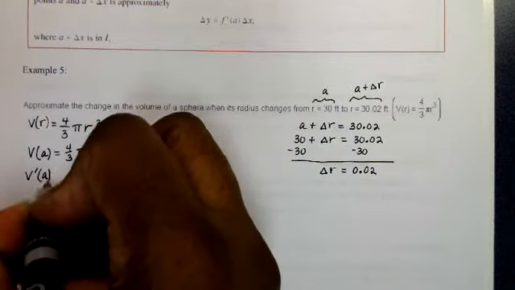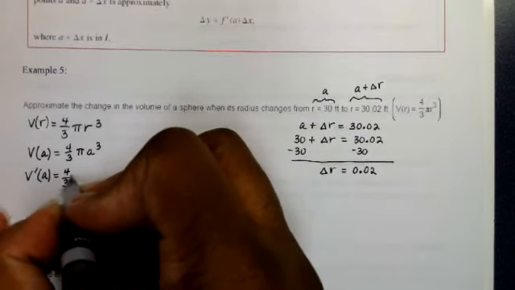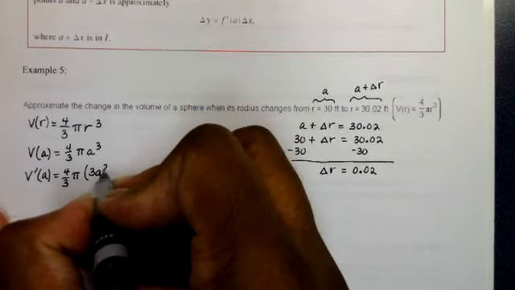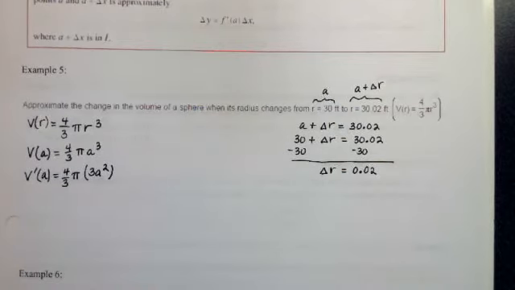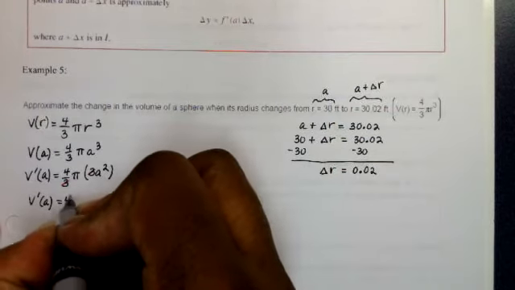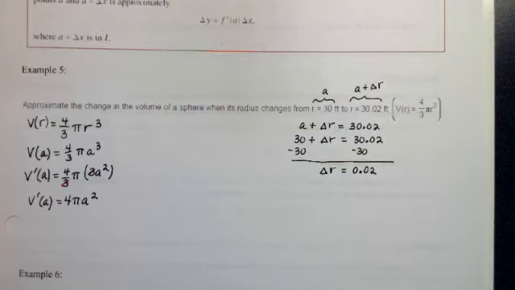V prime of A would be equal to, now 4/3 pi is a constant, so I'm going to bring that down. The derivative of A cubed will be 3A squared. All right. So now if I simplify that, the 3's divide out. You'll be left with V prime of A equaling 4 pi A squared.